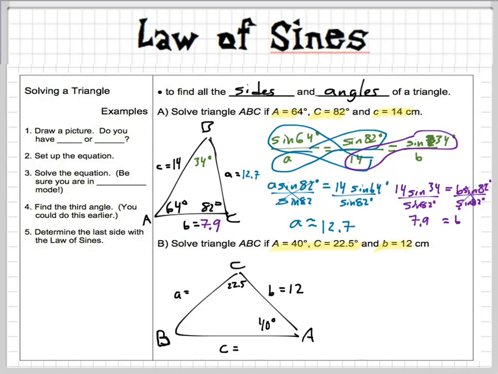Now, let's set it up. Set up the law of sines right now. Let me give you guys a chance to do that. If you set the law of sines correctly, it will look like this. Let's start with A. So sine of 40 degrees over lowercase a, and then sine of B, I don't know, so I just put capital B over 12, and then sine of 22.5 over lowercase c.